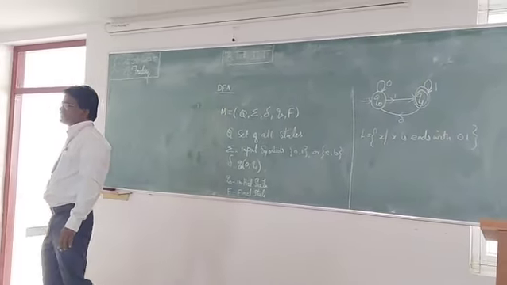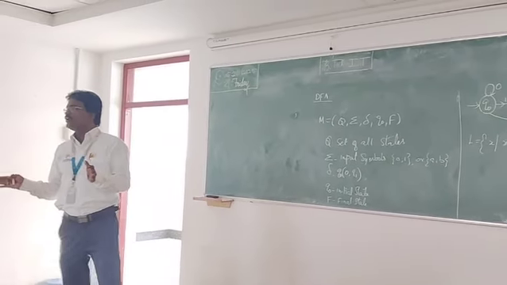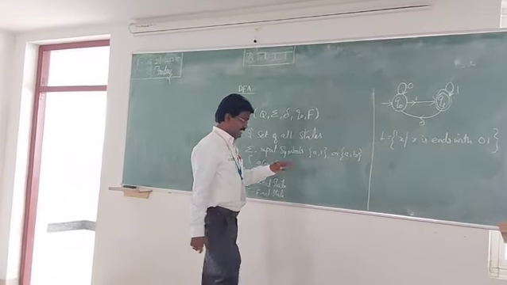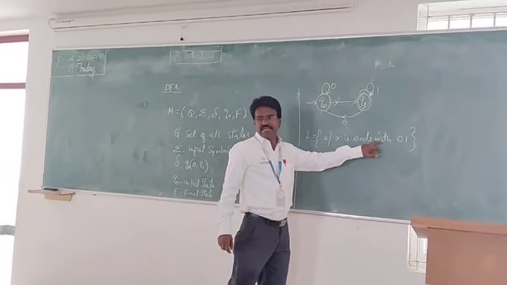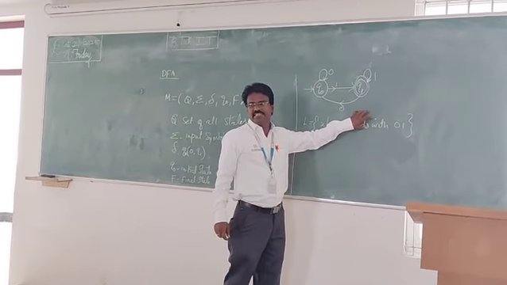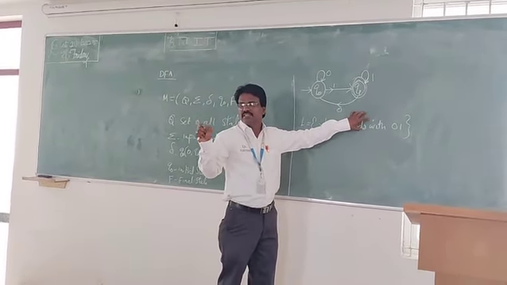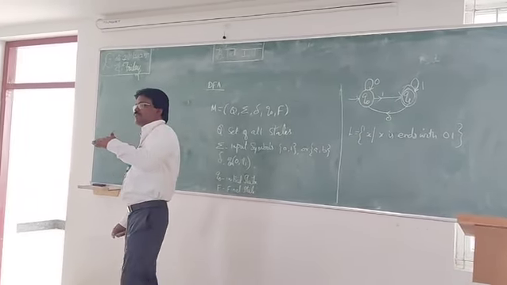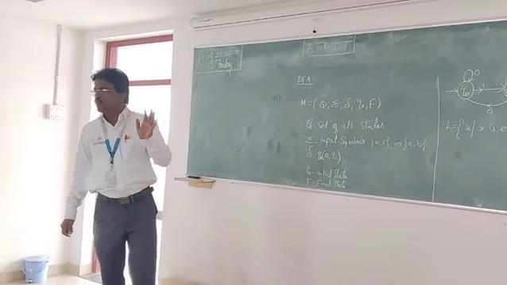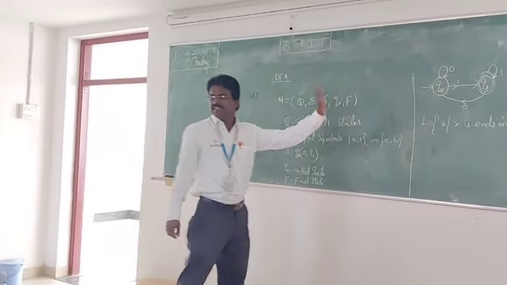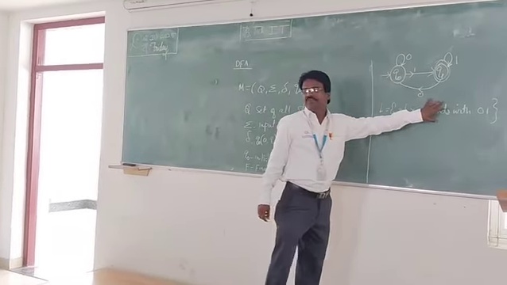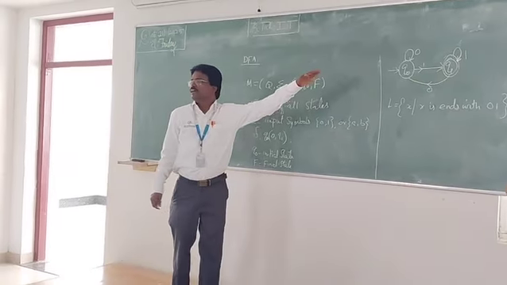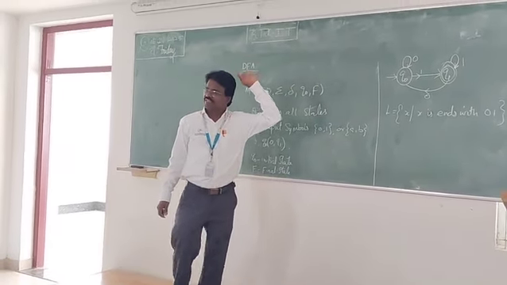Language means what? It is a set of all strings. Here the strings have some condition. In all the strings, the last two digits must be 0, 1. That means all the strings must end with 01. Okay, that is the condition here. We need to check whether this set of strings is accepted by this finite automata or not. That we can check.